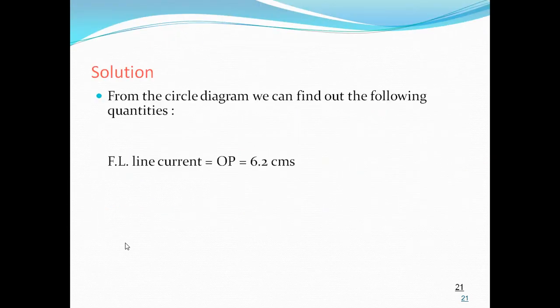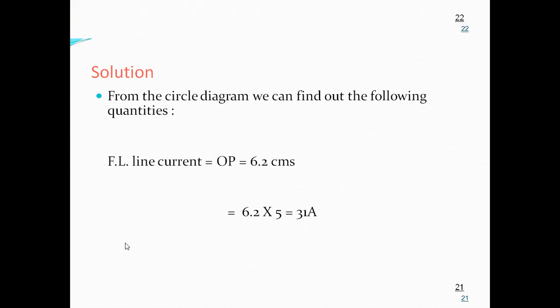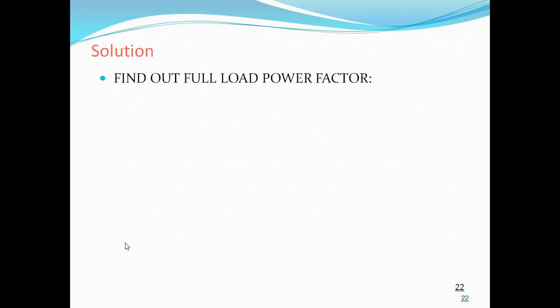After that, measure the line OP. How much is given? 6.2 centimeters. Now which scale do we have to use, the current scale or the power scale? Anyone can answer? Yes, we have to take the current scale. That is 6.2 into 5, so that is 31 amps.